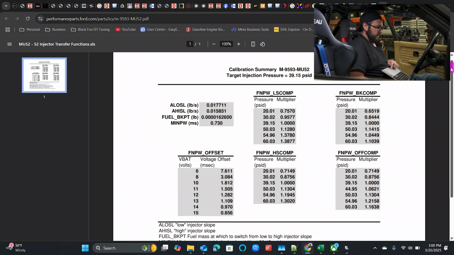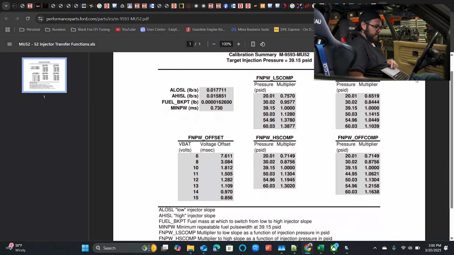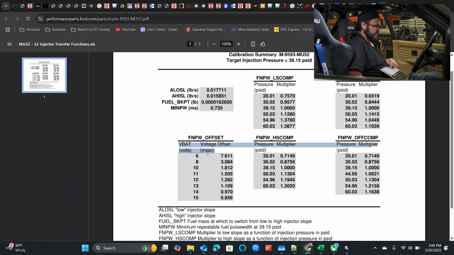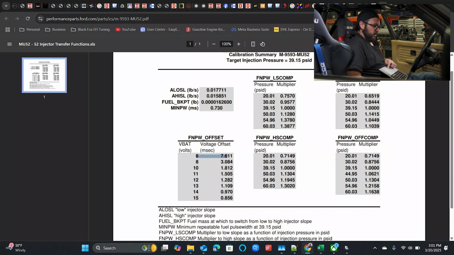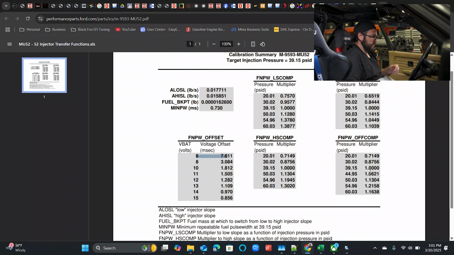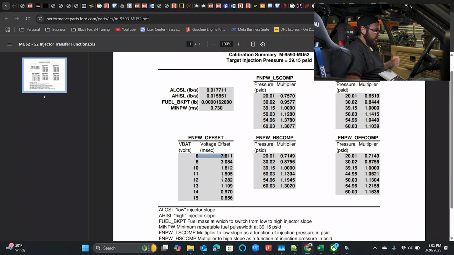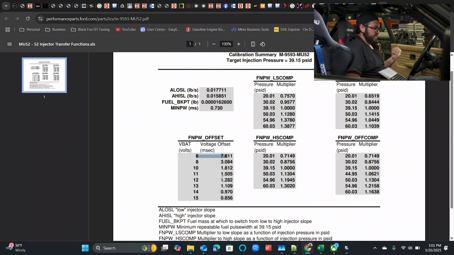And the two values that we're going to focus on is this offset. Notice that it says voltage versus offset in milliseconds. So we care about this data here, and we care about this off compensation data. The off compensation is basically the pulse width offset compensation by pressure. Notice when the pressure is lower, the compensation is lower. When the pressure is higher, the compensation is higher. Same for your offset. As voltage increases, your offset decreases because the injector will open faster.